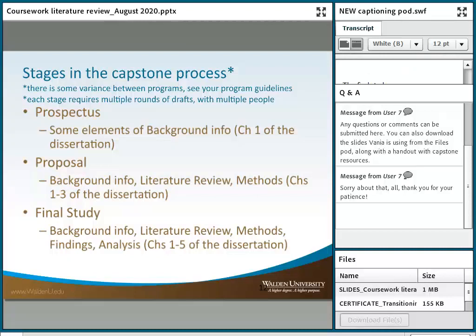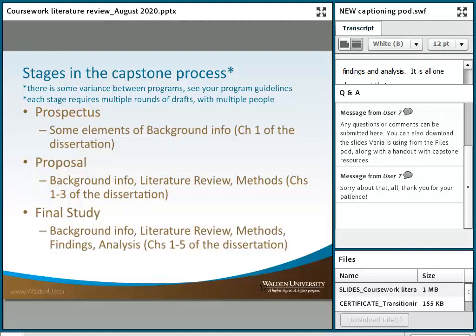Anyhow, the proposal is where you've thought through everything, including background info, literature review, and methods, and you say, this is how I'm going to do this study. This is the problem, and this is exactly how I'm going to study it. Now, lit review is a key component, right? Because that is where you get what everybody else has done prior to you.